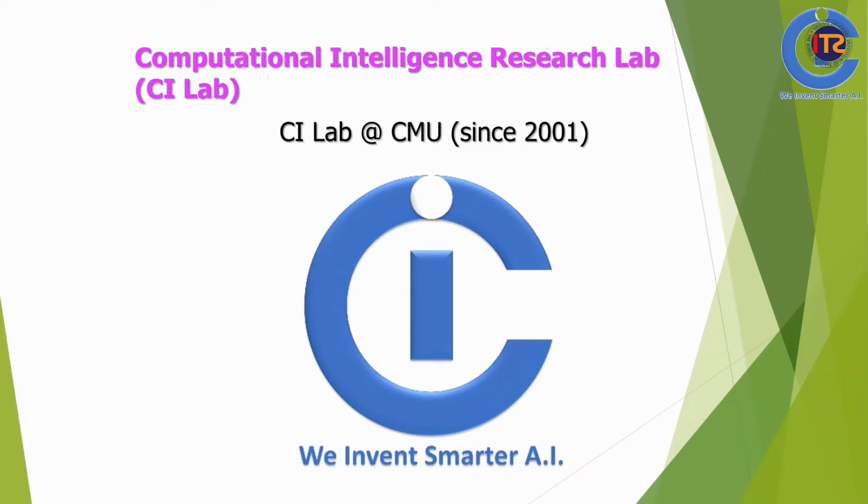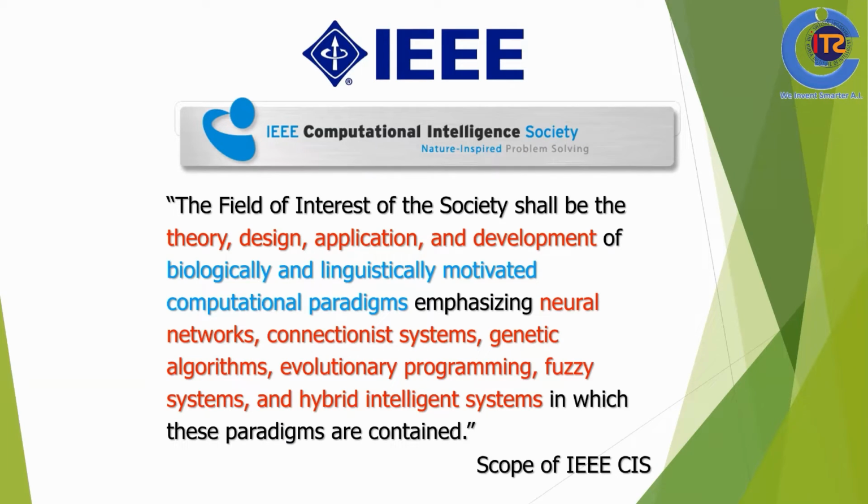At Chiang Mai University, we have the so-called Computational Intelligence Research Lab, or CI lab. When we talk about computational intelligence, I would like to refer to the IEEE, and we have the so-called IEEE CIS, or Computational Intelligence Society. And the scope of the CIS is like this. The field of interest of the society shall be theory, design, application, and development of biologically and linguistically motivated computational paradigms, emphasizing neural networks, connectionist systems, genetic algorithms, evolutionary programming, fuzzy systems, and hybrid intelligent systems in which these paradigms are connected. So this is the scope of the IEEE CIS.